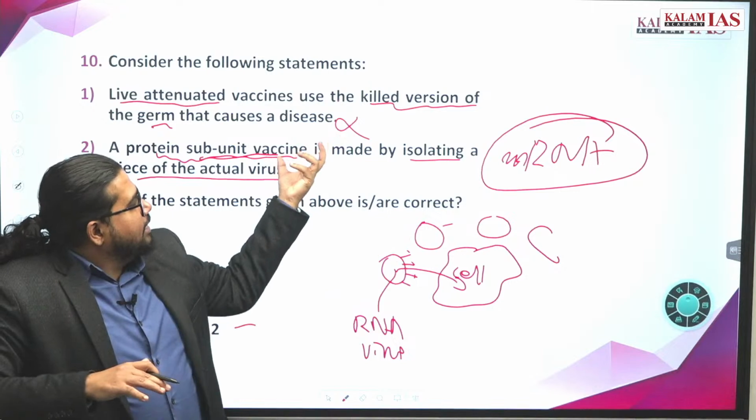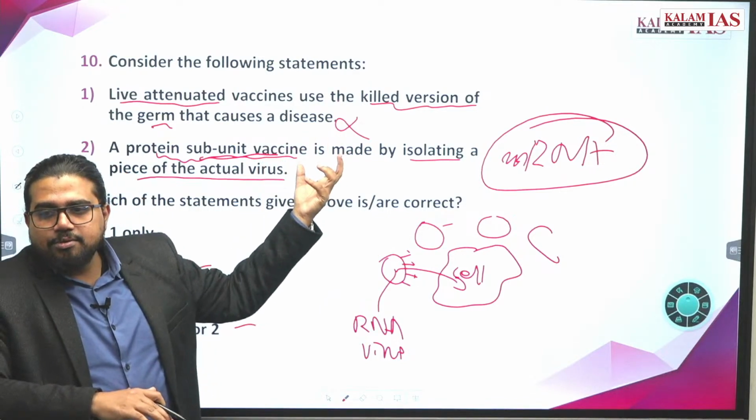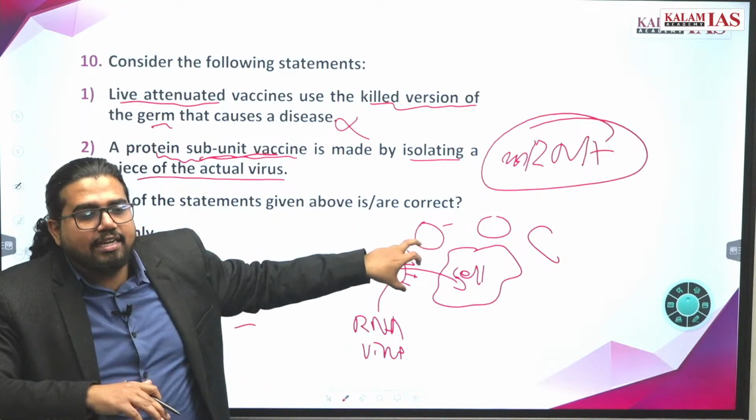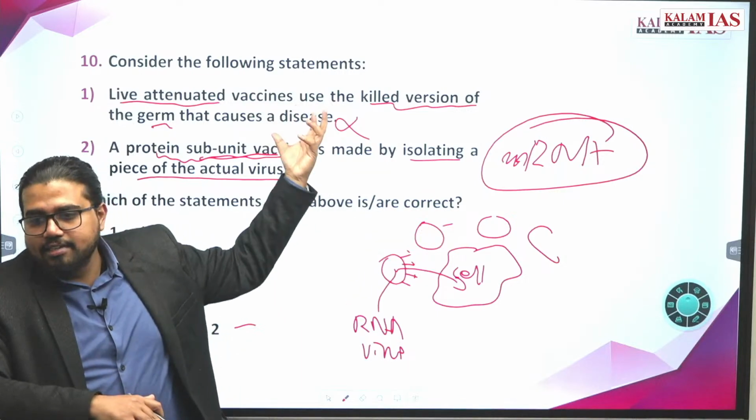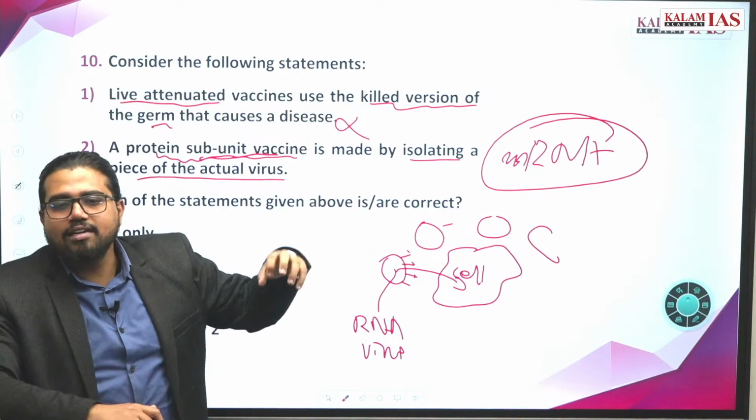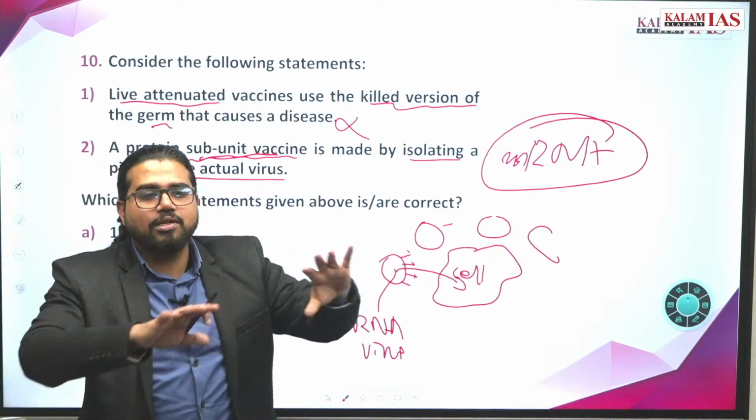Now what is happening in this? Live attenuated means you are sending in a very weakened virus. It is not killed. It is weakened so that it will not replicate that much to create a health issue.